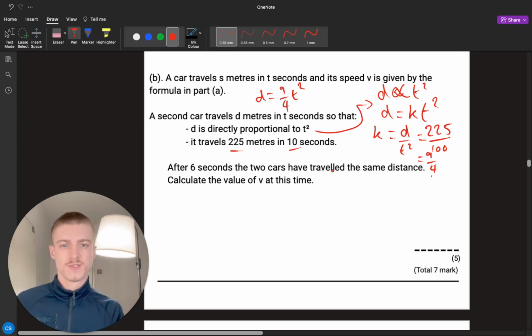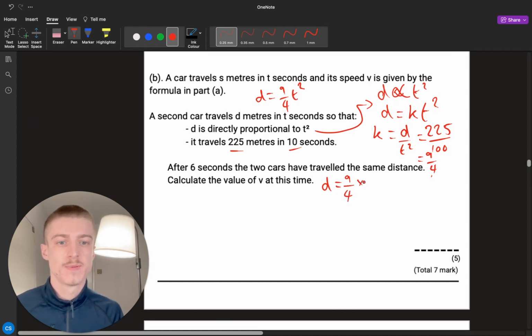After 6 seconds, the two cars have traveled the same distance. Calculate v. What is that distance? Well, d is equal to 9 over 4 times t squared, which is 36. 36 over 4 is 9. 9 times 9, the distance is 81.